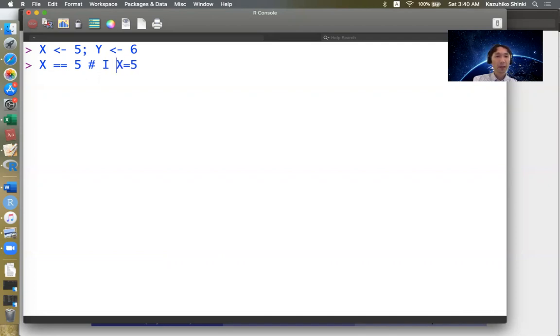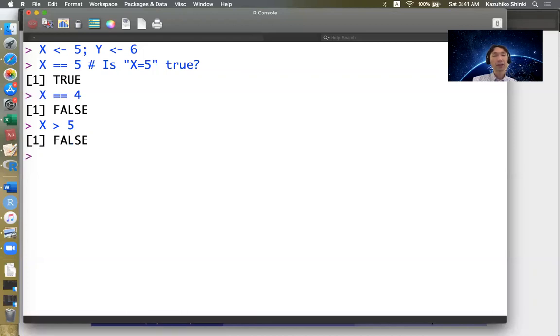So this means, is x equal to 5 true? And actually this is true because we defined x as 5. But if x double equals 4, since x is not equal to 4, the answer is false. We can do a similar thing for x is larger than 5 or x is smaller than 5.